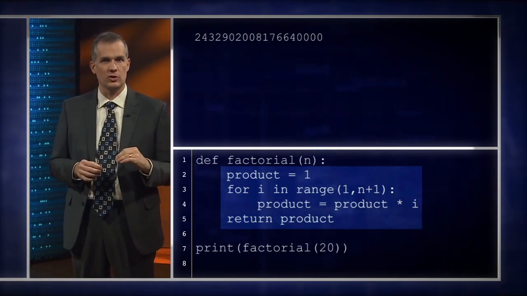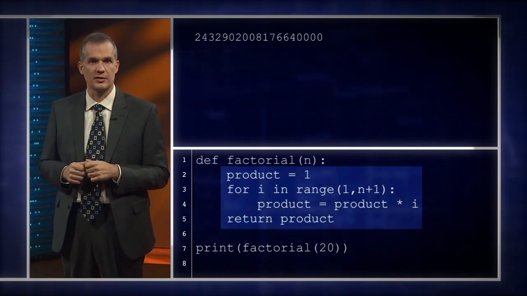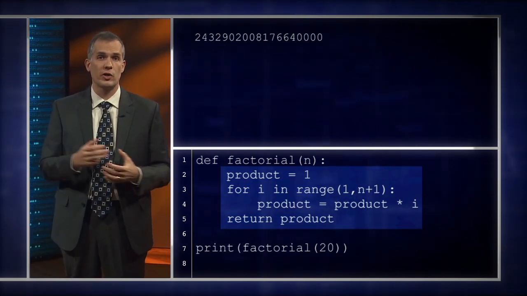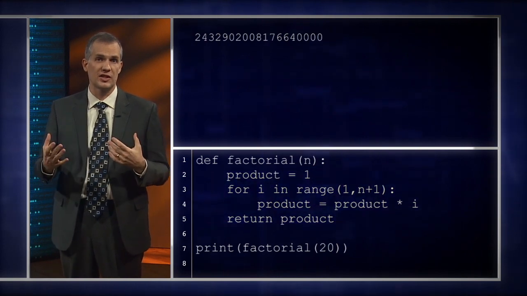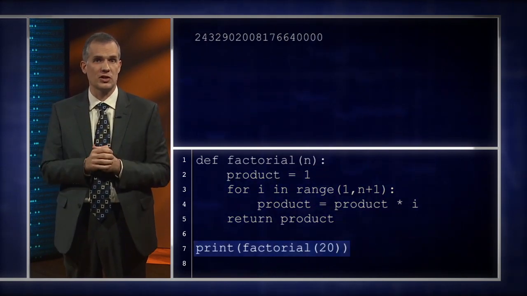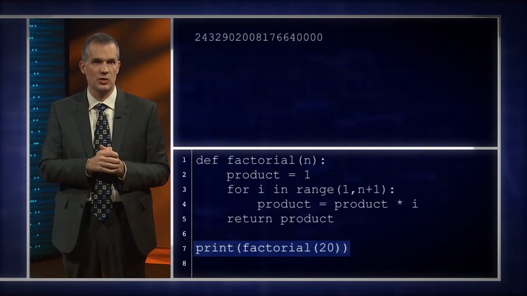Each iteration of that loop will multiply the index by the product. And finally, we return the product. Somewhere else in the code, then, we can call the factorial function, passing in the number we want to compute the factorial of.